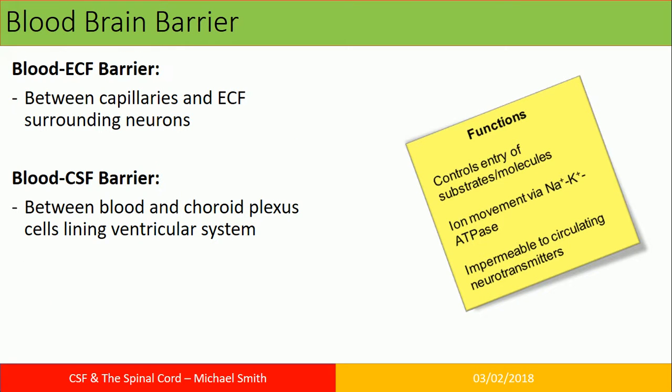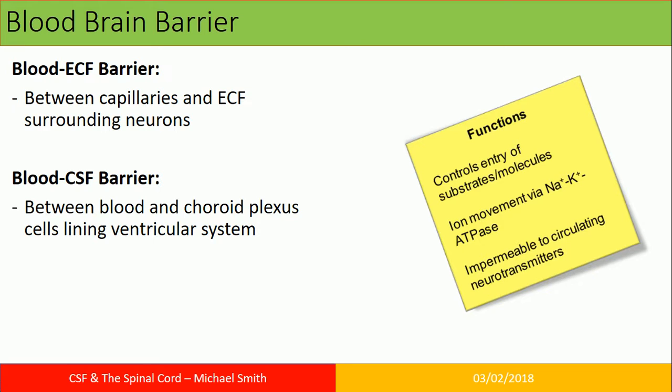So next I'm going to talk about the blood-brain barrier, which can be split into two parts. We have our blood ECF barrier, which is the main part between the blood and our neural tissue. And so this is sometimes what people are referring to when they say blood-brain barrier. But we also have the secondary part called the blood CSF barrier, which is the part between our ventricular system containing our CSF and our blood.